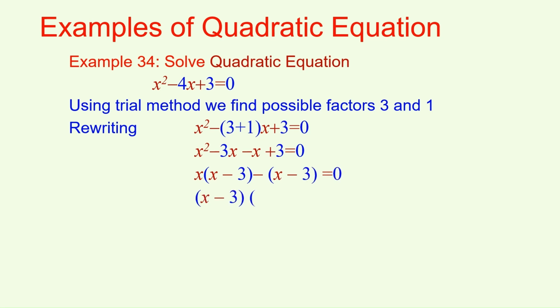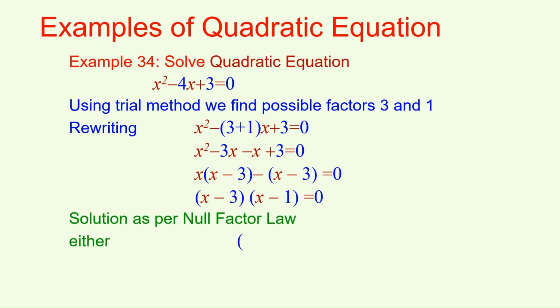x times (x minus 3) minus (x minus 3) equals 0. (x minus 3) into (x minus 1) equals 0. Solution as per null factor law. Either x minus 3 equals 0, therefore x equals 3, or x minus 1 equals 0, therefore x equals 1.